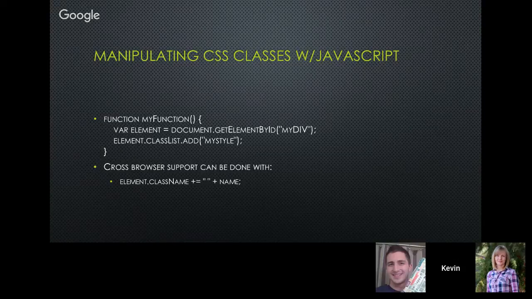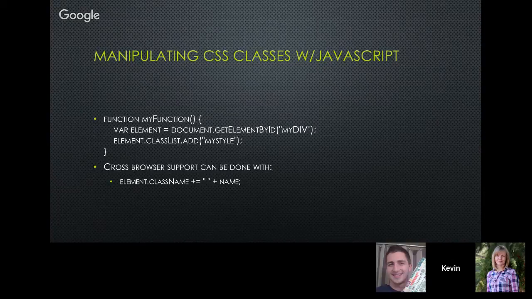So here we have the first bullet point, the classList.add. And it works for most things, but from what I found, for cross-browser support for anything IE 9 or older, you can use the element.className plus equals, and then a space, and then a name. It feels pretty ghetto to me, but it works. So that's the cross-browser support for the older stuff.